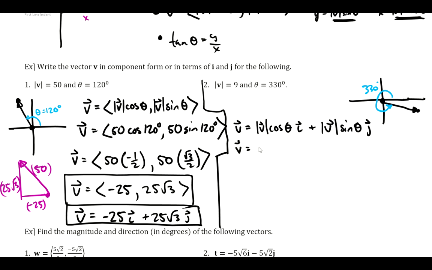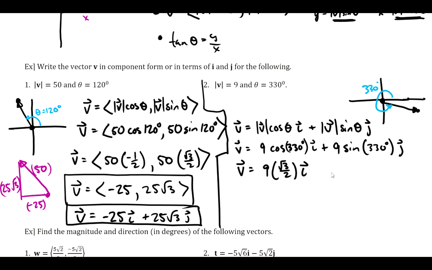So the magnitude of v is 9, and then cosine of 330 degrees, with i still just attached at the end, plus the magnitude of v is 9, and then sine of 330 degrees, and j again is just attached at the end. Okay, so now that it's set up like that, we will continue simplifying. 9 cosine of 330 is radical 3 over 2, and then i still attached, plus 9 sine of 330 is negative 1/2, and then j is attached.